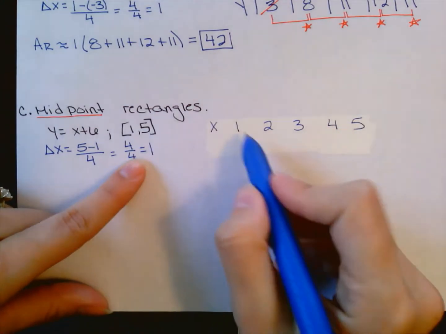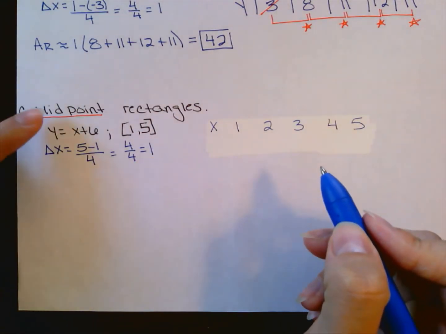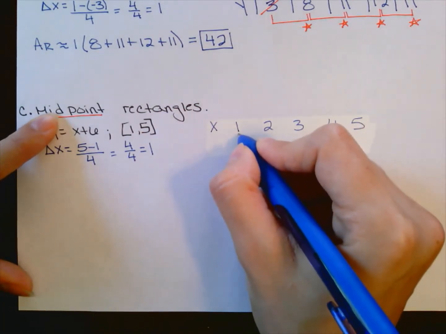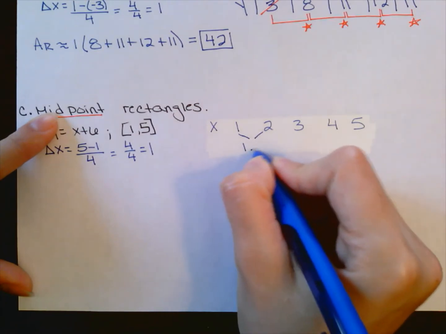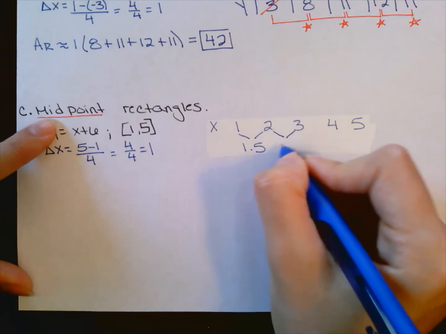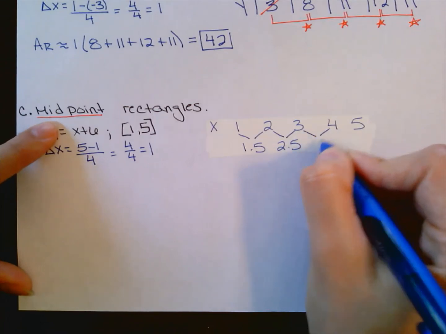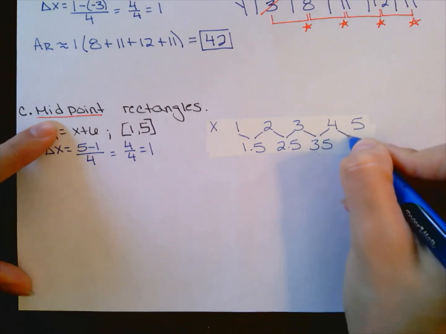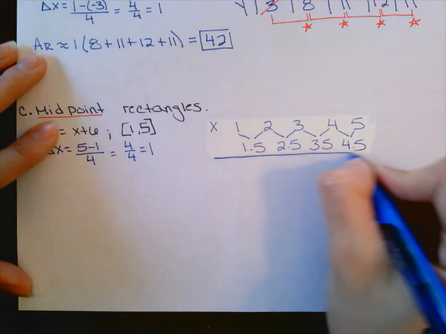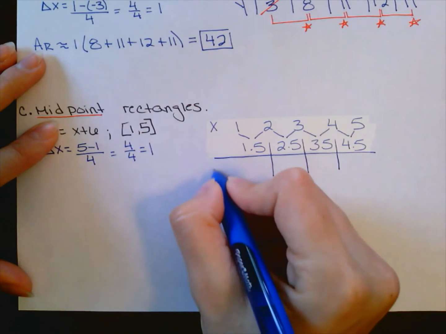Now that happens because, again, I only changed one x every time. But because I'm going to pick my height based off of the midpoint of the x, I'm not going to end up using these. I'm going to end up using the middle of 1 and 2, which is 1.5. I'm going to base my height off of the middle of 2 and 3, which is 2.5. I'm going to base my height off of the middle of 3 and 4, which is 3.5. And then the middle of 4 and 5, which is 4.5. And those are the x values that I'm going to pick my height off of.